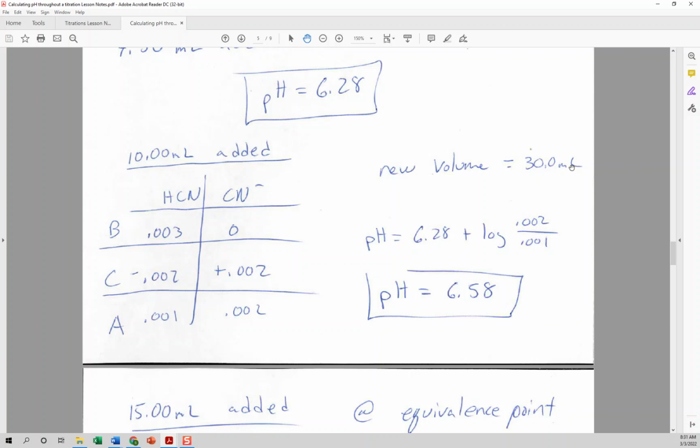And again, just note, the new volume at this point is 30 milliliters, because again, we started with 20, we added 10, so we got 30 milliliters. Just in case you wanted to calculate those new molarities, we'd have to divide by 0.03, okay? But we can plug moles into the Henderson-Hasselbalch, so we go ahead and do that, and we get our new pH. So after 10 milliliters, it's 6.58. After 10 milliliters of sodium hydroxide added, our pH in the flask is 6.58, all right?